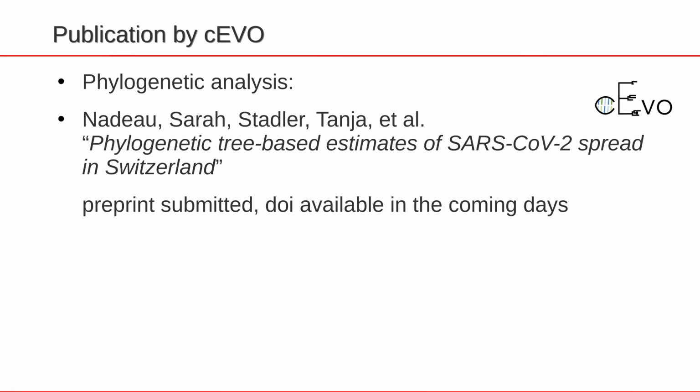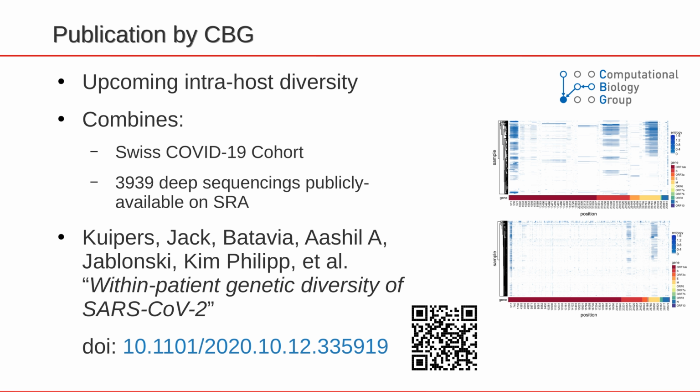The Computational Evolution Group of ETH is publishing an article using phylogenetic trees to estimate the spread of the SARS-CoV-2 virus. It's available as a preprint. Using the intra-host analysis possibilities offered by VPipe, the Computational Biology Group of ETH is also publishing an in-depth analysis of the genetic diversity of SARS-CoV-2 within patients. This publication combines the Swiss COVID-19 cohort and also nearly 4,000 deep sequencings available on the Sequence Read Archive. Preprint is available in bioRxiv.